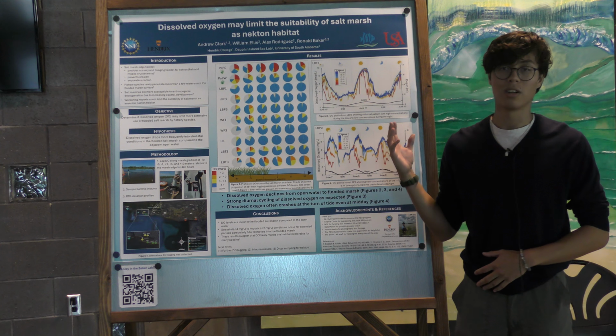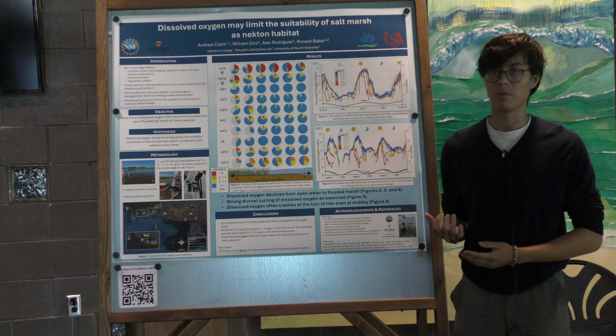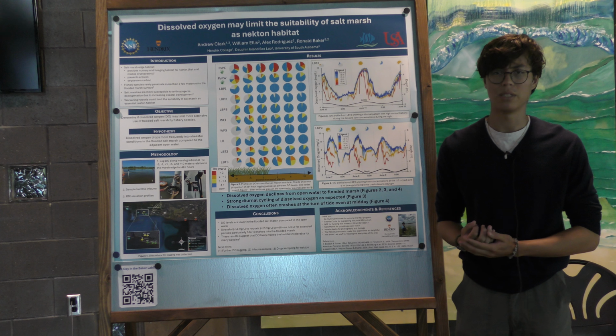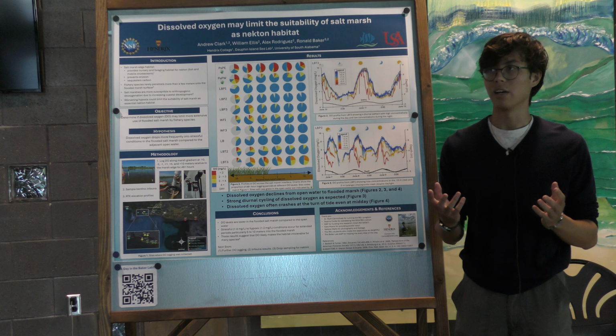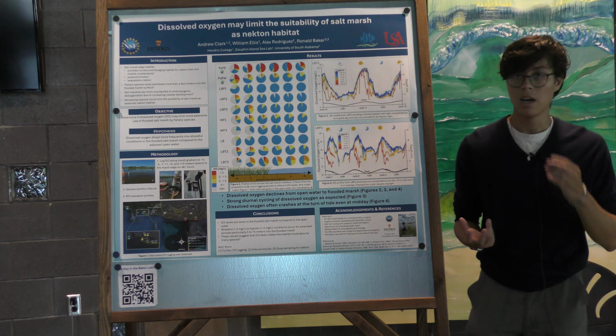So salt marshes are super important ecosystems. They provide habitat for fish, crabs, and shrimp. They prevent the erosion of shorelines, and they also sequester carbon from the atmosphere.